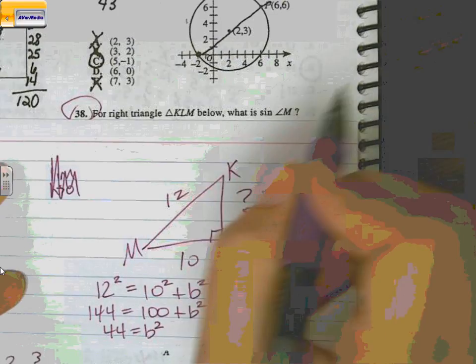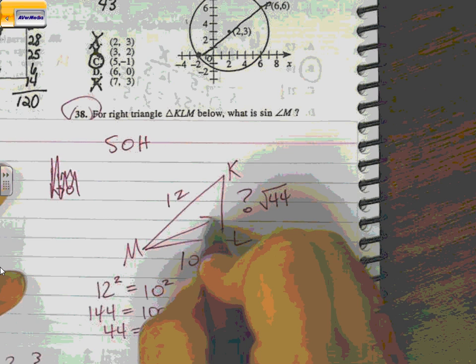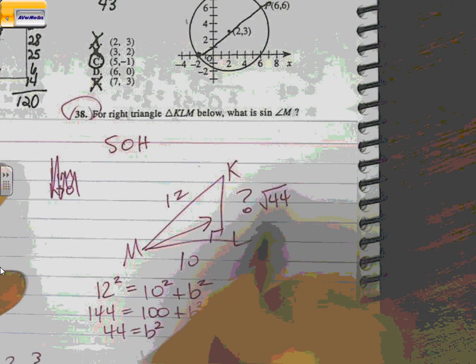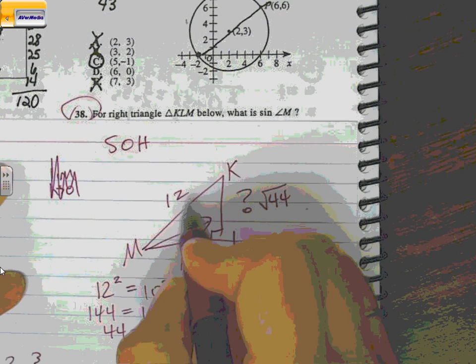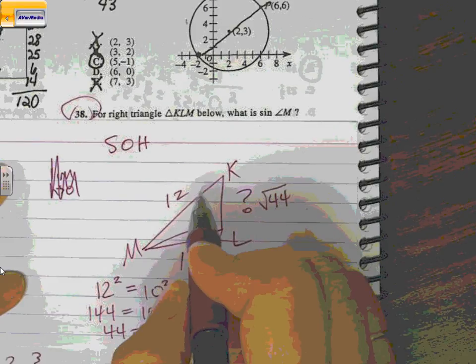So sine, I'm going to go back to my SOHCAHTOA. Sine is opposite over hypotenuse. So across from the M, the opposite side from angle M is the square root of 44, and the hypotenuse is 12. Does everyone see how I know that? So the answer is square root of 44 over 12.